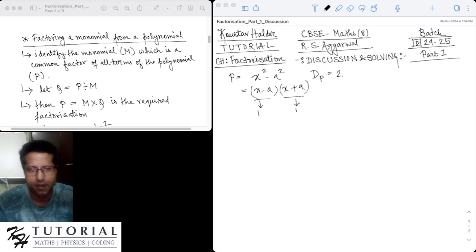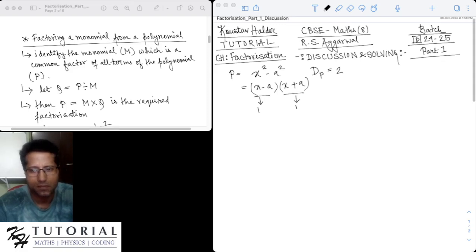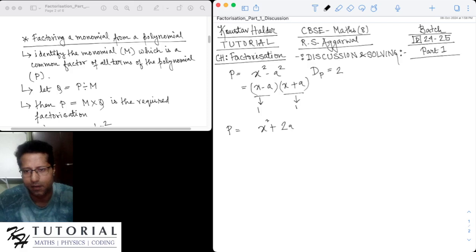Now, what is meant by factoring a monomial from a polynomial? A monomial is a term; a term or a monomial is the same thing. Let me take some concrete examples. Let's say I have a polynomial p equal to x cube minus x. We have this polynomial x cube minus x.